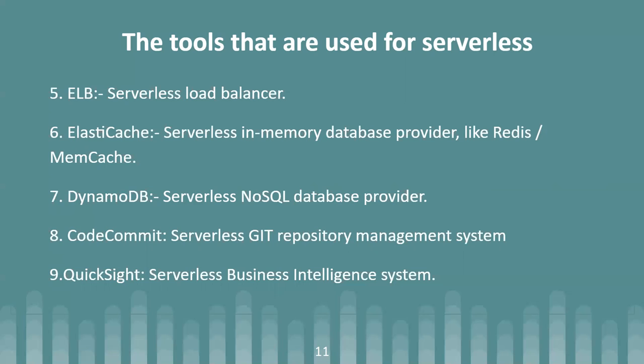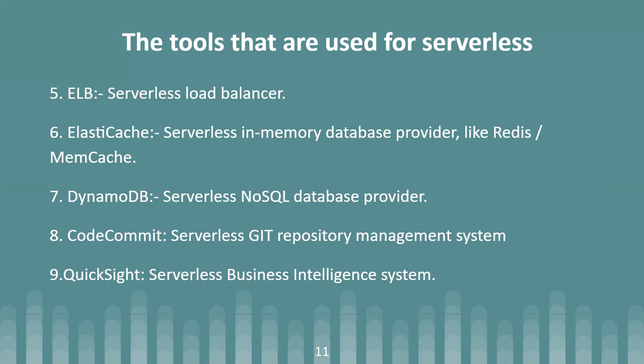ElastiCache, this is also a serverless in-memory database provider like Redis or Memcached. Then you have DynamoDB, that is also a serverless NoSQL database provider. If you have used MongoDB as a NoSQL database provider, then you know that you need to have a server for managing it. So you can use DynamoDB. It is serverless. The whole infrastructure is managed by AWS. You just use it for your application.